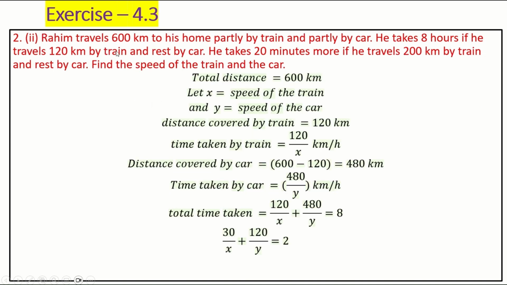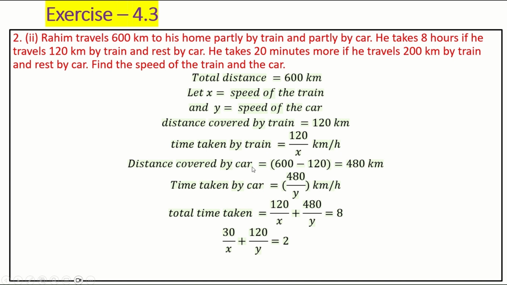Okay. Rahim travels 600 kilometers to his home, partly by train, partly by car. It takes 8 hours if he travels 120 kilometers by train and the rest by car. It takes 20 minutes more if he travels 200 kilometers by train and the rest by car. Find the speed of the train and the car. Okay, the total distance we know is 600 kilometers. Let x equal the speed of the train, y the speed of the car. The distance covered by train is 120 kilometers. Okay, the time taken by train is 120 by x.